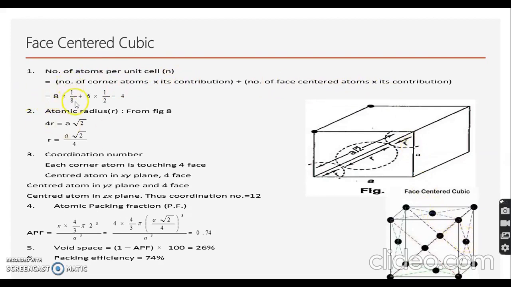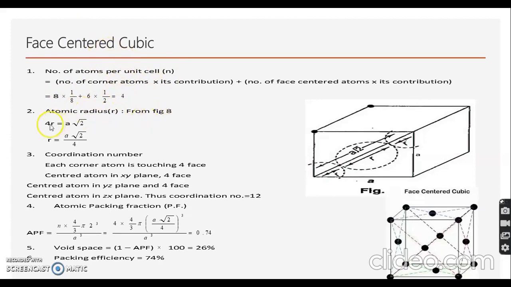So 8 into 1 by 8, plus there are 6 faces, 1, 2, 3, 4, 5, 6. So 6 into 1 by 2, since each face is shared by 2 unit cells, so therefore you will get nothing but 1 plus 3, which is equal to 4. So the total number of atoms per unit cell in a face-centered cubic is 4.